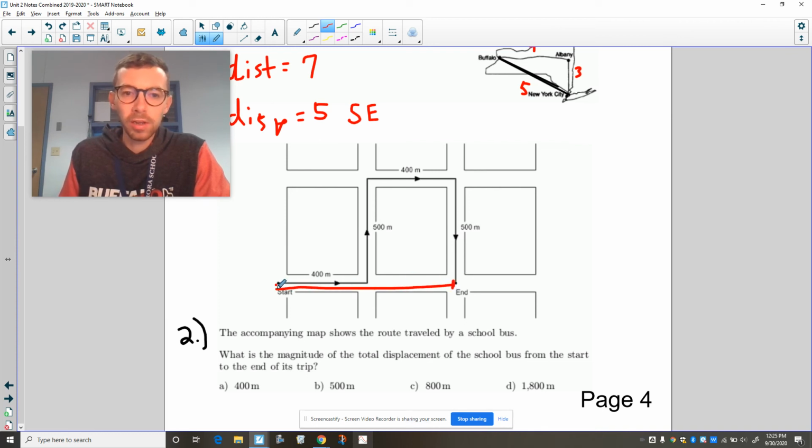And so the red line here is the displacement. It's going to have a direction to the right. Displacement's a vector. It's going to have a direction. So that's 400 for the first block plus another 400. So that's going to be 800 meters displacement.